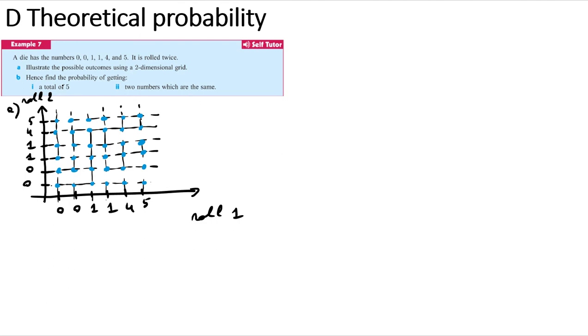Let's go to B. There you have to find the probability of getting a total of 5 for I, and for II two numbers which are the same. Let's focus on the first one first. But before we do that, let's find the number of outcomes in the sample space.